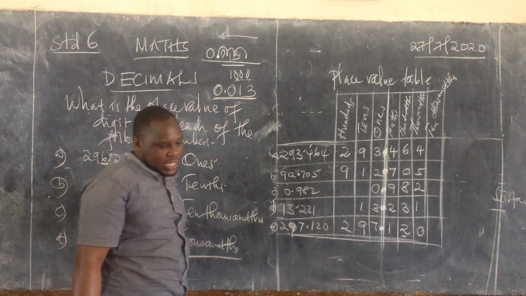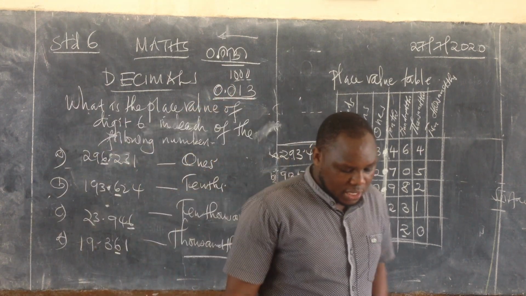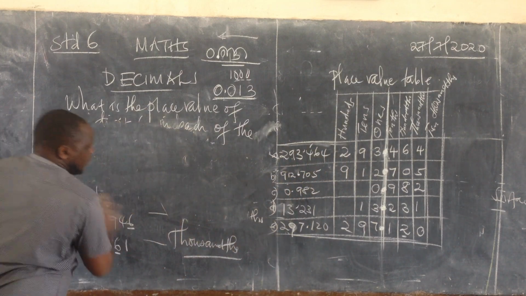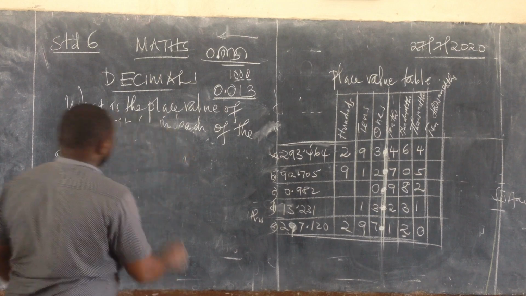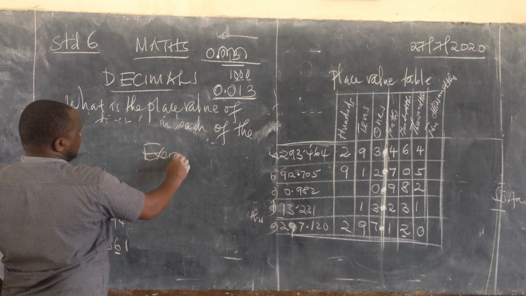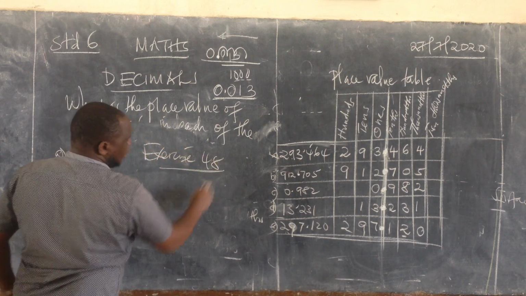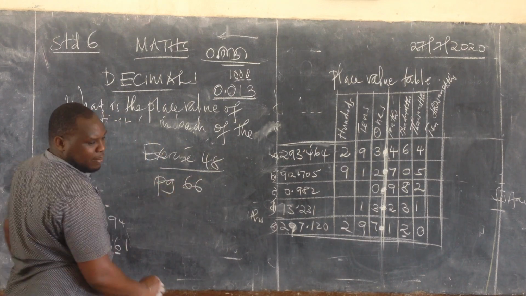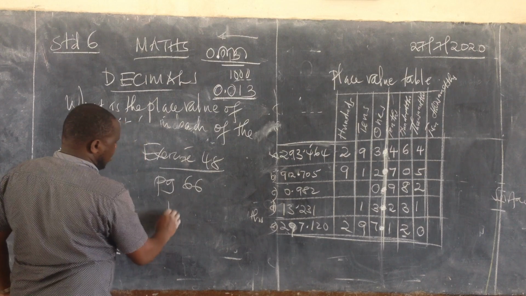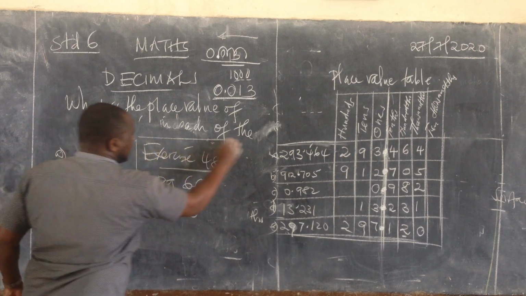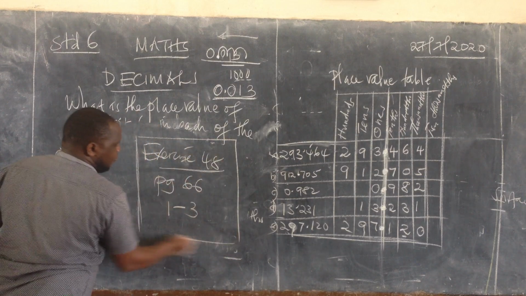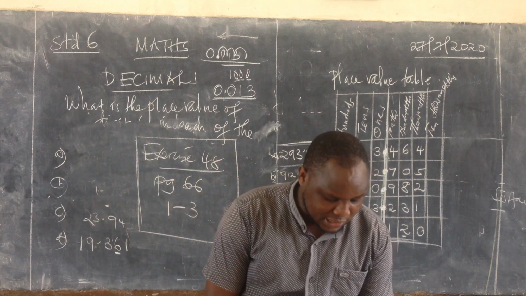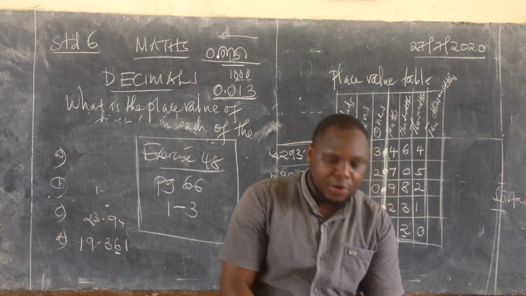So that is what we will be doing in number 3. So I want to give you work. That is going to be exercise 48. Exercise 48. That is going to be found on page 66. Page 66 from number 1 to 3. Number 1 is a place value table that is supposed to be drawn. So after doing that work, you realize that everything is simple for you.